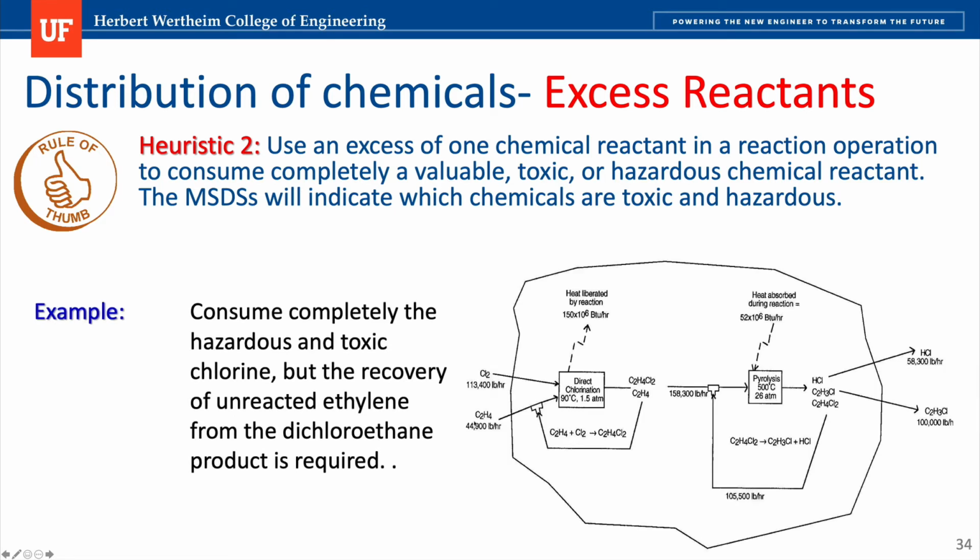For example, in our vinyl chloride process, what we can do is compare chlorine and ethylene, and basically we try to consume completely the hazardous and toxic chlorine, but the recovery of unreacted ethylene from the dichloroethane product is required. And this is where the optimization part comes. We know that we need to recover that ethylene to send it back to the first reactor in this example. And many of the things that we do are to optimize that ratio of recycle back in the process.